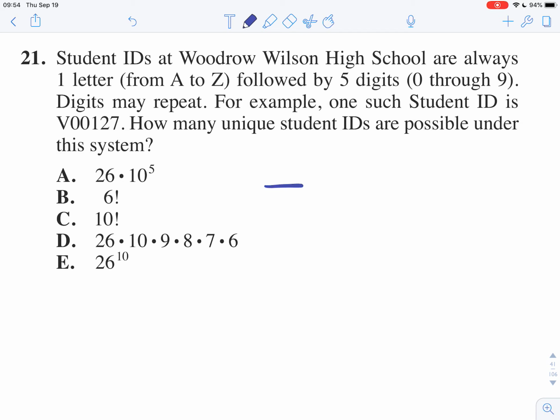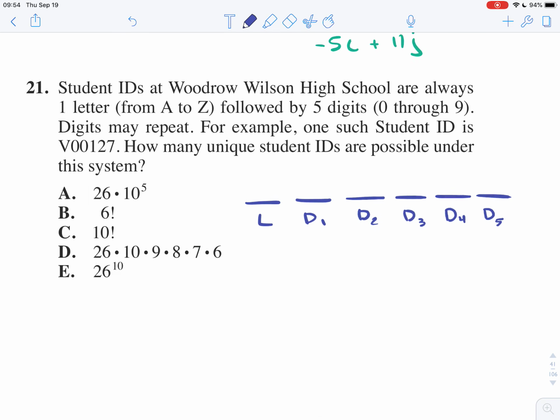They tell us that it's one letter followed by 5 digits. So 1, 2, 3, 4, 5. Effectively this is digit 1, this is digit 2, this is digit 3, this is digit 4, and this is digit 5. Oops, that's supposed to be a 5. Okay, good.